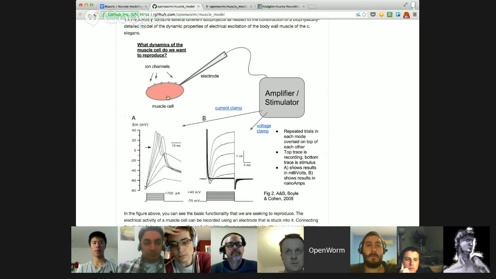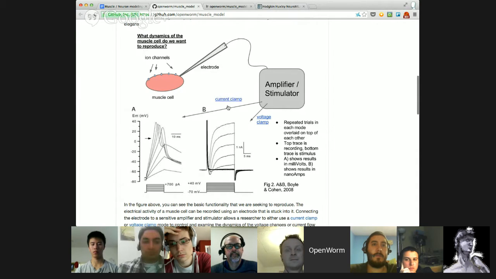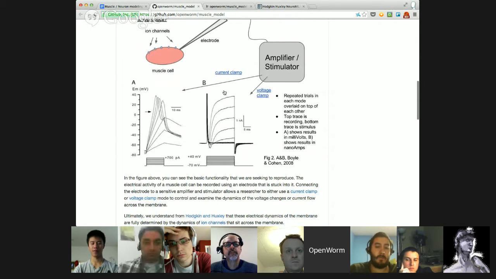And then by sticking an electrode in that muscle cell, you can make an electrical connection so that your electrode has the same voltage across it that the cell does. You plug that into an amplifier with a stimulator, and then you can do a couple of things. In two different modes, you can do something called current clamp, or you can do something called voltage clamp. Further down in the README, I've got links out to better definitions on Wikipedia of what those are.